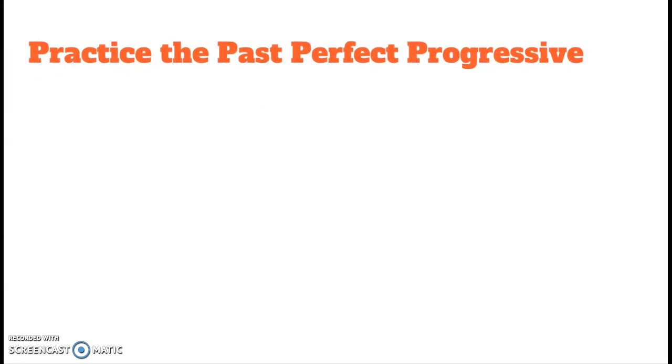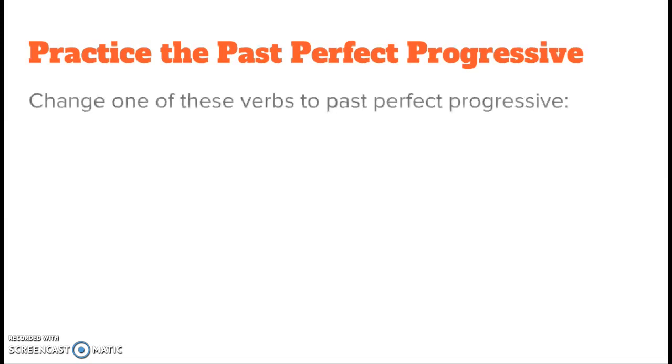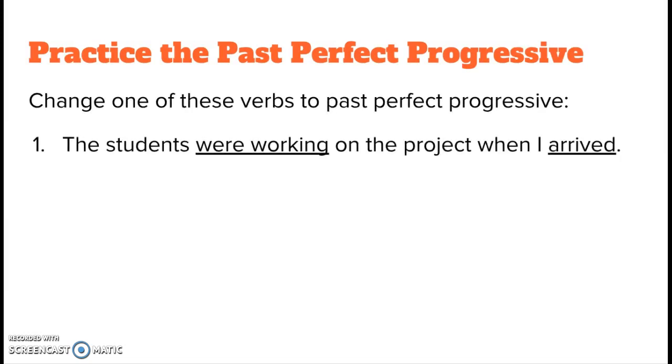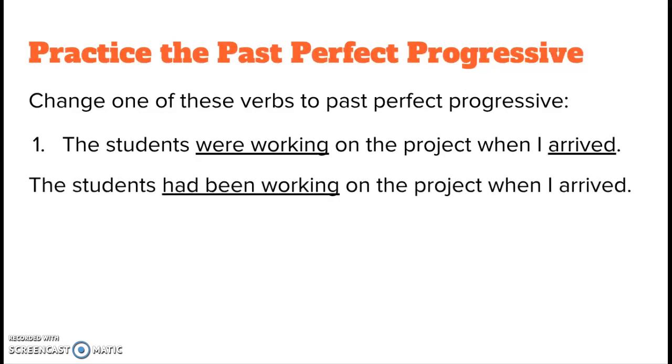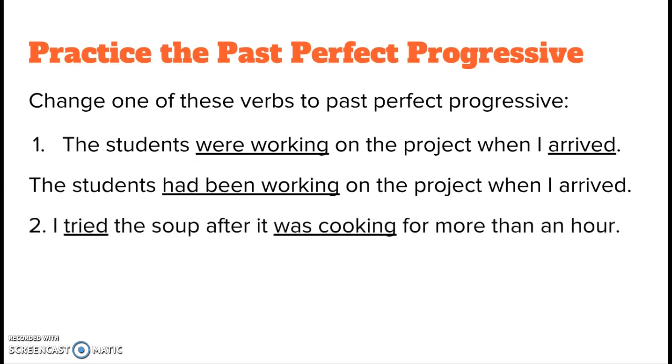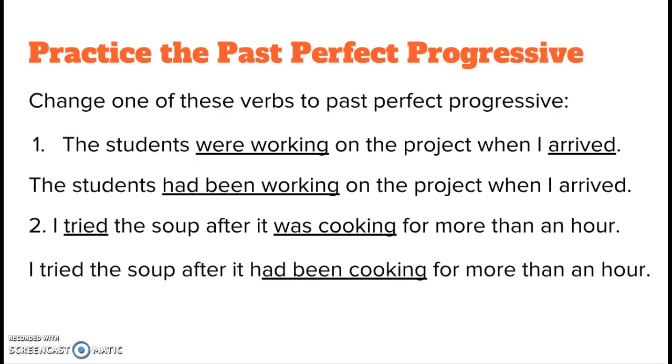So let's practice a little bit with the past perfect progressive. The students were working on the project when I arrived. Which one would you change? Obviously the progressive one, right? The students had been working on the project when I arrived. Here, same meaning. I tried the soup after it was cooking for more than an hour. Where could you put the past perfect progressive? I tried the soup after it had been cooking for more than an hour. The meaning is the same.